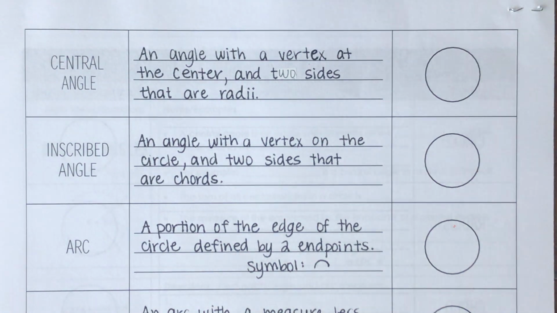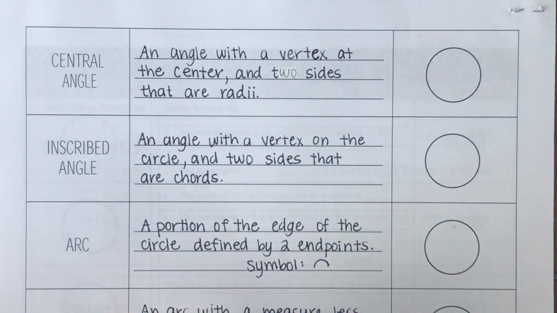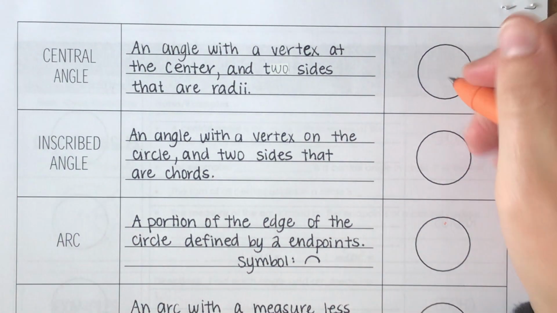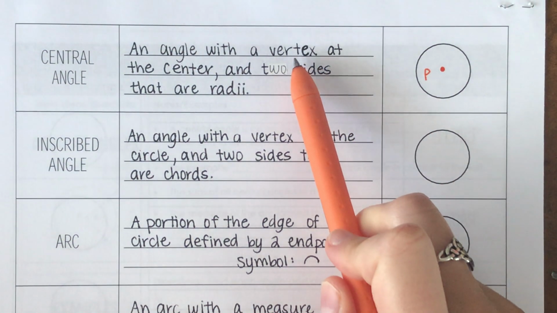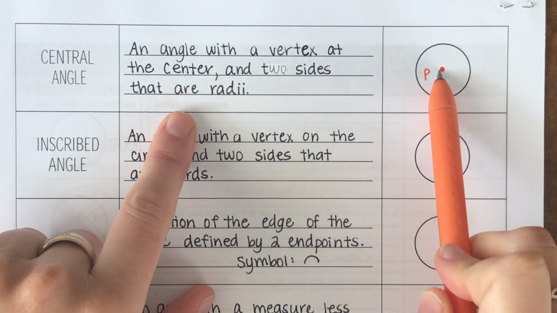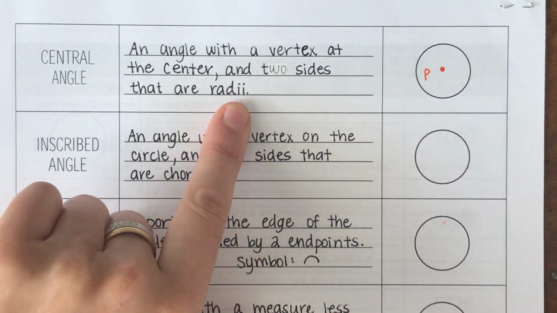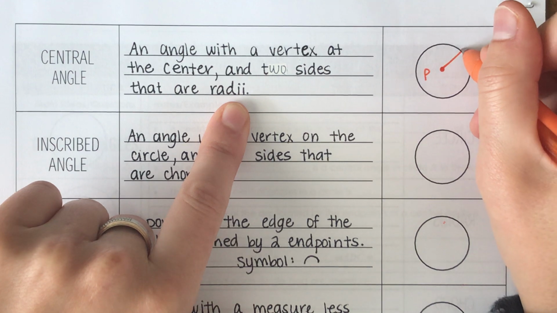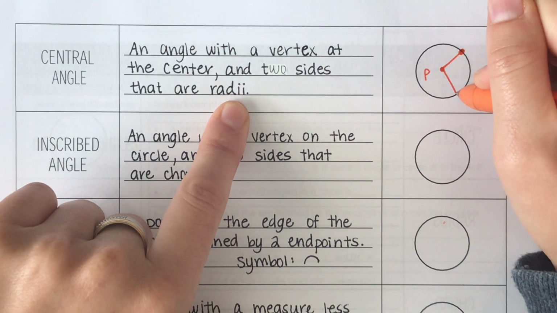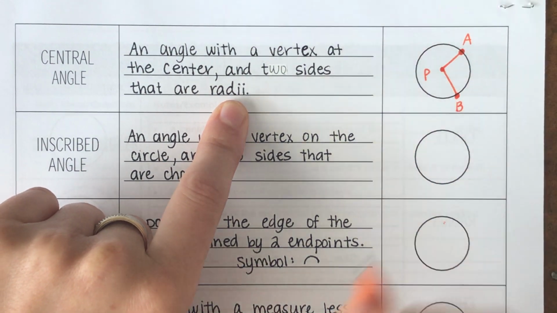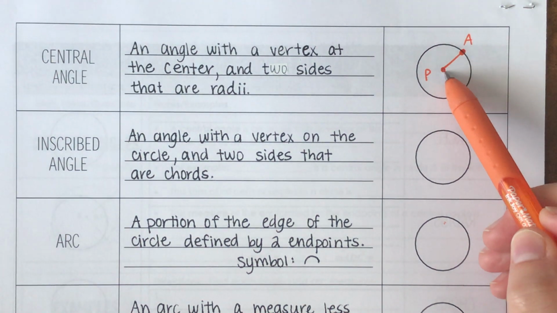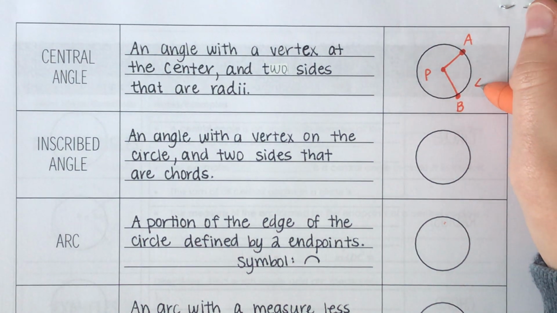Next word is called central angle. Central angle is an angle with a vertex at the center and two sides that are radii. So I've got my center point, P. It's an angle that has a vertex at the center, and two sides are radii. That means one side goes to one edge of the circle, the other side goes to the other edge of the circle. I can name these points A and B, and you have an angle right here. You have angle APB.